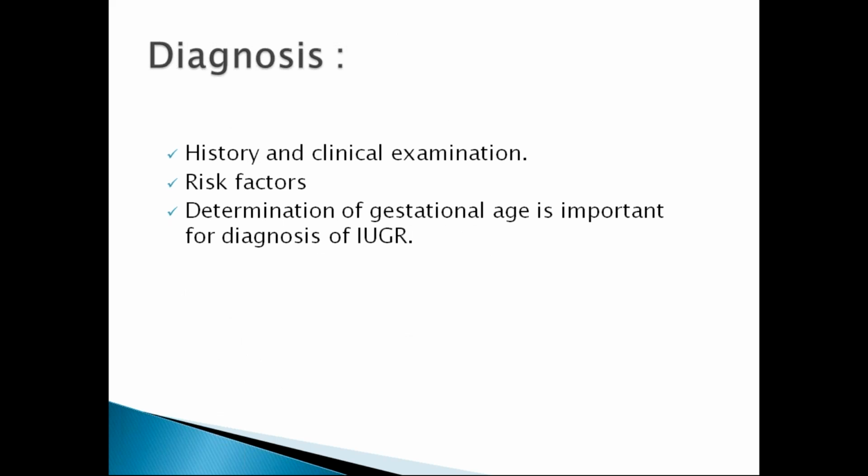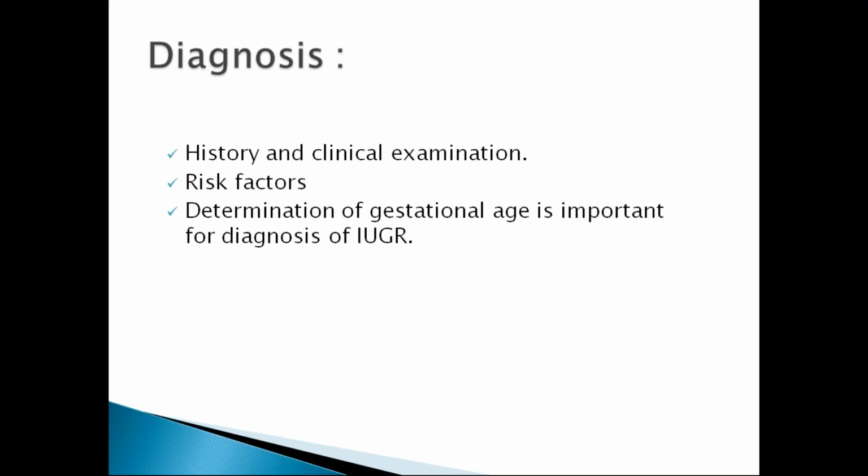Diagnosis. Once you detect or suspect the baby has IUGR, then we have to make a proper diagnosis. Sometimes there may be a wrong diagnosis, not knowing the actual age of the fetus. They may not remember the menstrual cycle, and unnecessarily the baby will be terminated, which is also a cause. So we have to confirm the date of the patient, clinical exam. History is very important.